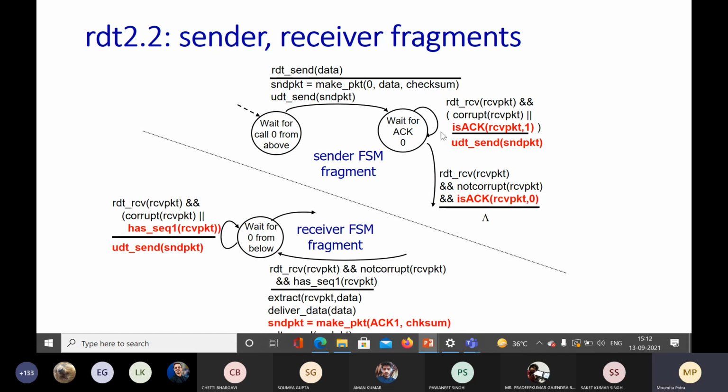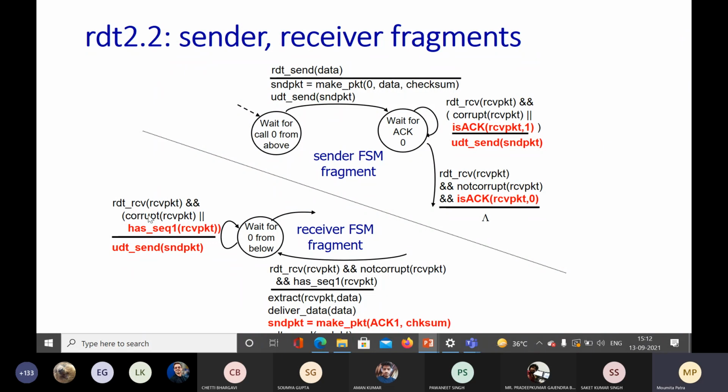now let's get to the receiver side. So what's happening at the receiver side? The receiver still has only one state, that is wait for packet with sequence number 0 from below. Okay, that means from the below layer there has to be a call that should come. All right, so now what could happen from here?